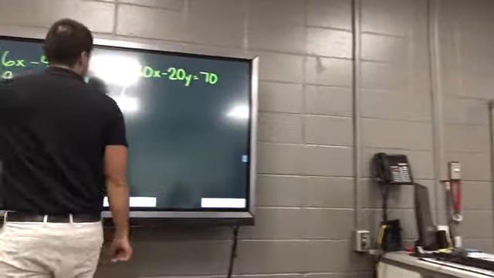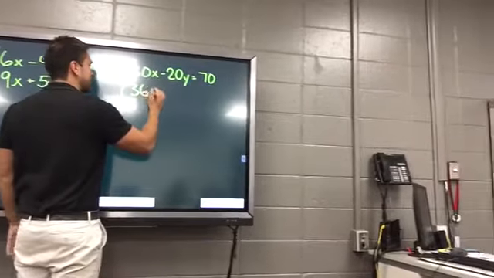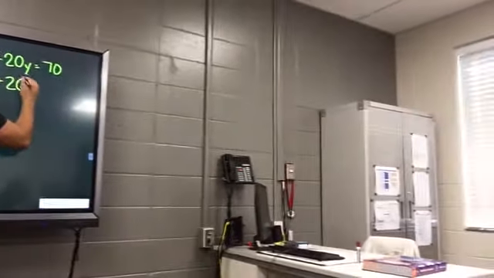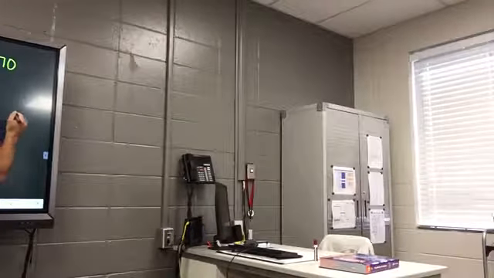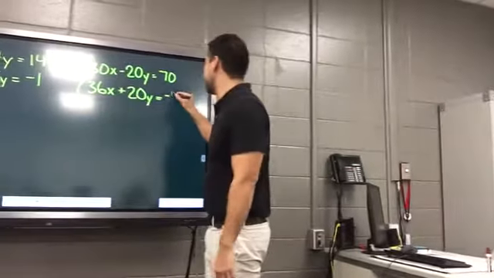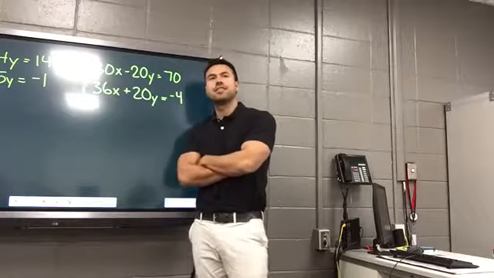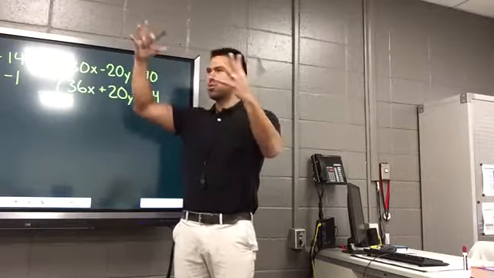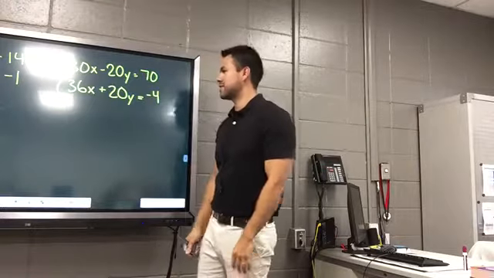What's 4 times 9x? 36x. What's 4 times 5y? Positive 20y. What's 4 times negative 1? Negative 4. That didn't help me. You just made everything bigger. It's like you had a balloon and you just blew up everything.